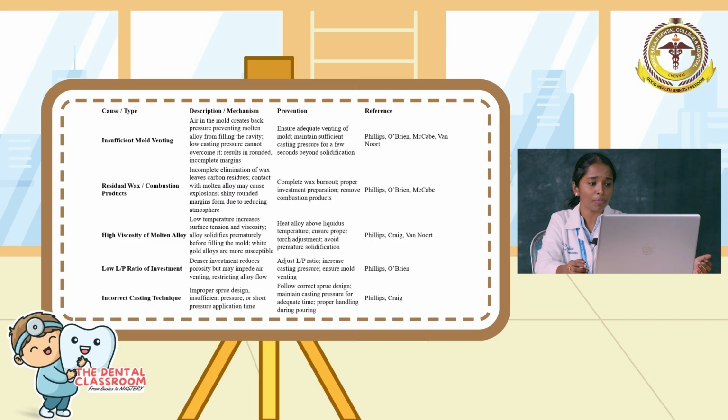Coming to the low water powder ratio of investments, denser investment reduces porosity but may impede air venting and restrict alloy flow. So, this can be prevented by adjusting the water powder ratio, increasing the casting pressure and ensuring mold venting. Incorrect casting technique can also lead to incomplete casting. So, improper sprue design, insufficient pressure or short pressure application time can contribute to the incomplete casting. That can be prevented by following the correct sprue design, maintaining the casting pressure for adequate time and proper handling during the pouring.